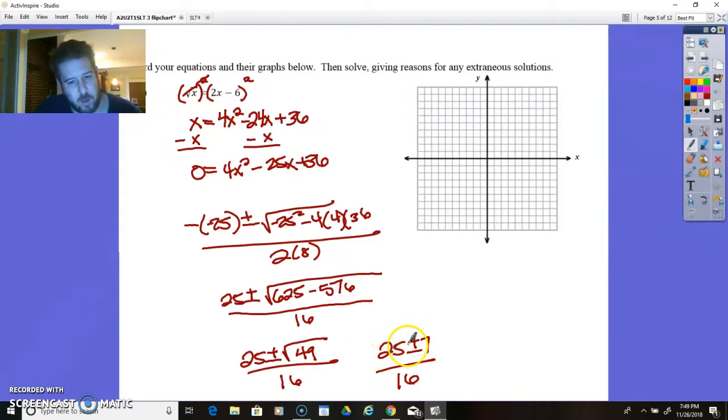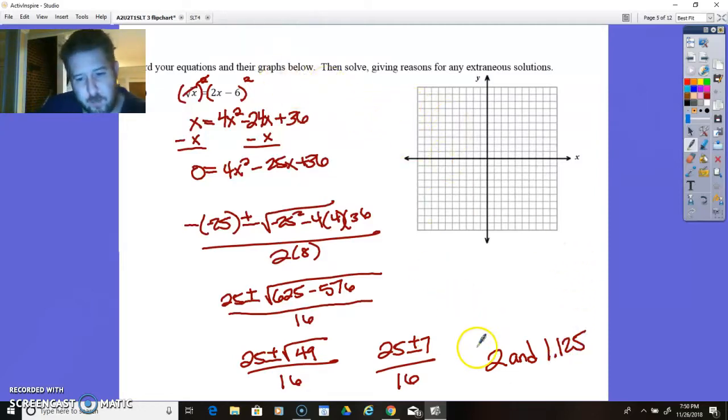All right, then I can solve it twice. 25 plus 7, and then divide that by 16, and that gives you 2 exactly. And 25 minus 7 is 18, and divide that by 16, and you get a decimal of 1.125.